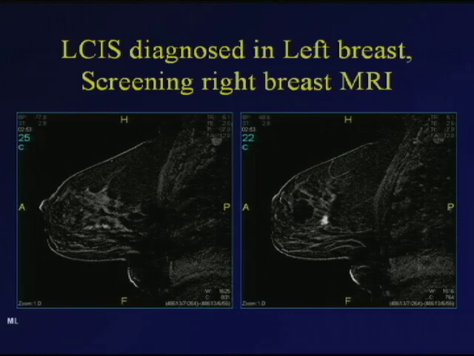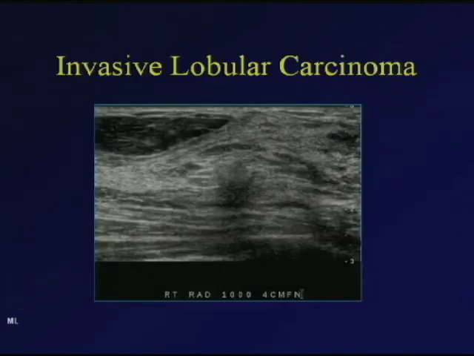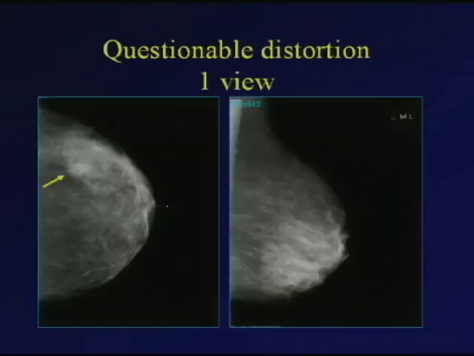This was a patient that had LCIS diagnosed in the left breast. We did a screening of the right breast, and we found an irregular enhancing mass in association with linearly arrayed enhancement. We took her to ultrasound, and we found a very ill-defined focus of hypoechogenicity at 10 o'clock, 4 centimeters from the nipple in the right breast, and we were able to biopsy that, and we got invasive lobular carcinoma.